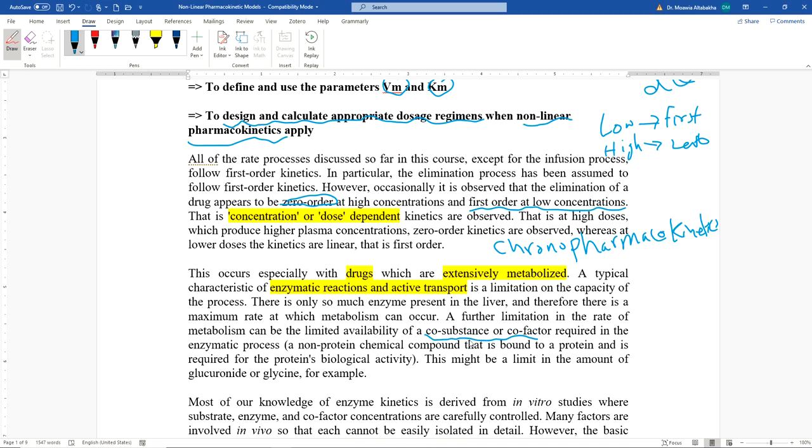There is saturation in the process, that's why they call it saturated metabolism. When we have saturated metabolism, it means we are reaching the maximum rate of metabolism. It cannot exceed. You know in first order, what is it? The higher the concentration, the higher the rate of elimination. So here, what happens to the rate of elimination? When it's saturated, it becomes constant. And this reminds you of zero order kinetics.